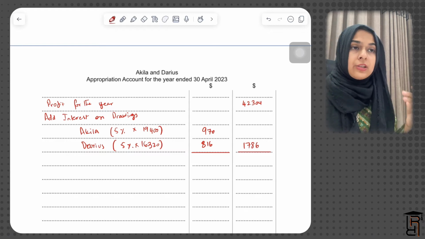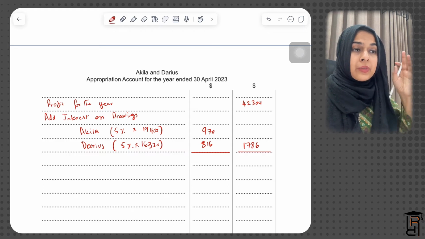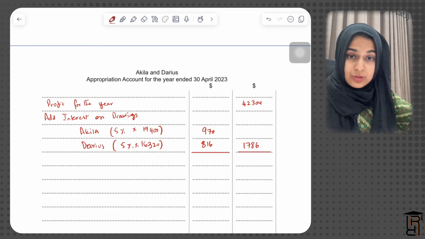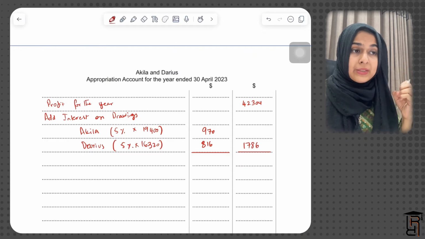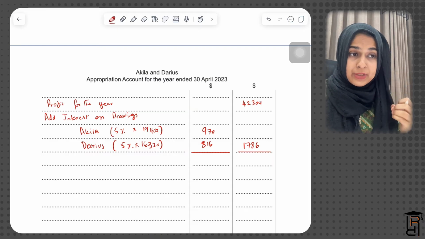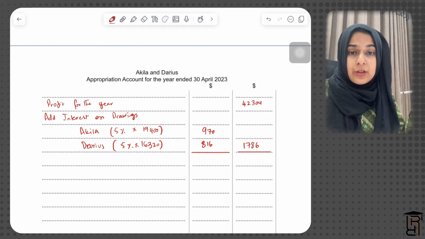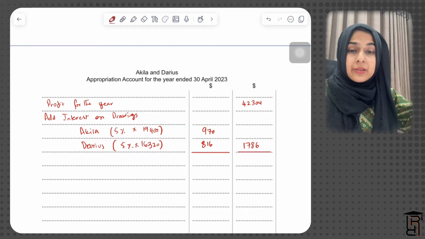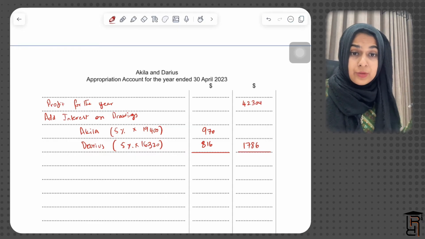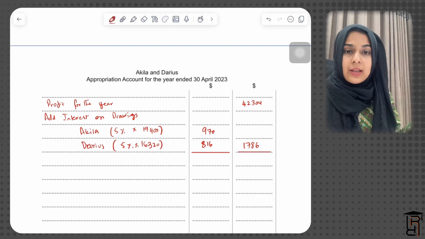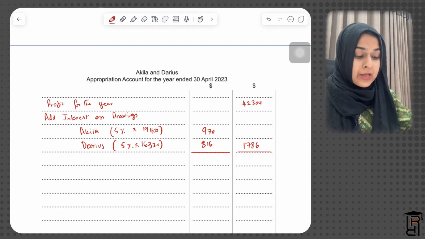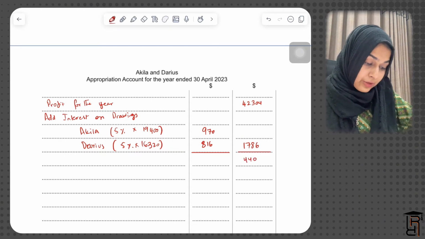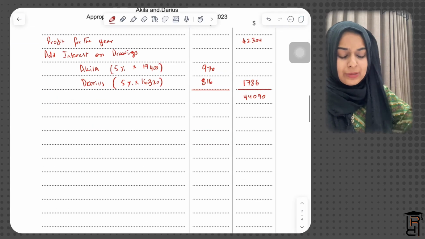So what's the point of adding interest on drawings? It's because partners' capital is reduced when partners take out money from the business. Whenever they take out money, drawings reduce partners' capital. Similarly, interest on drawings is charged to partners, and therefore the partners' capital is reduced again, and this is added back to partnership profit. When you add 42,304 with 1,786, you get 44,090, and then you need to subtract certain things.